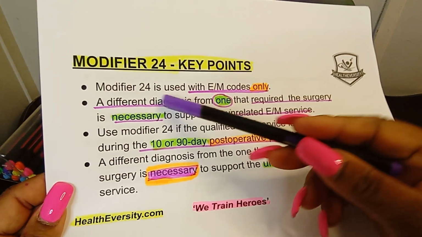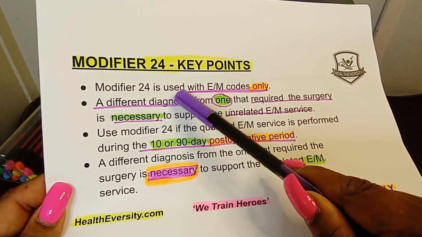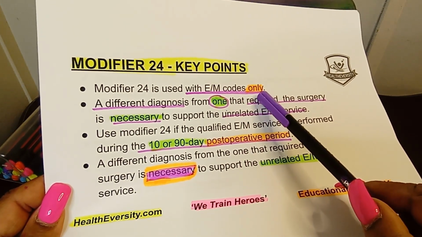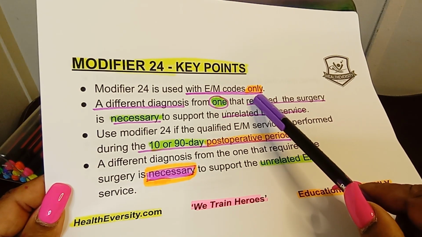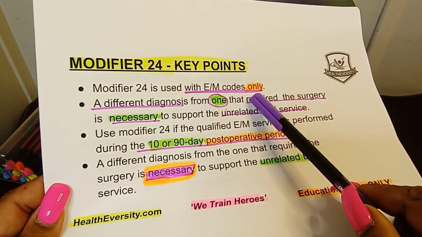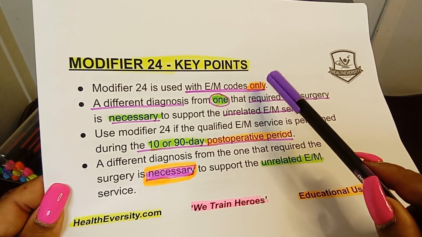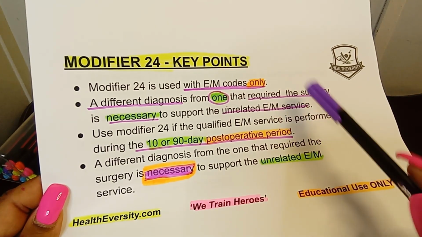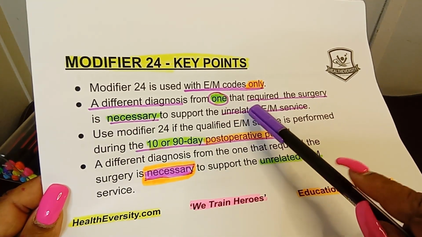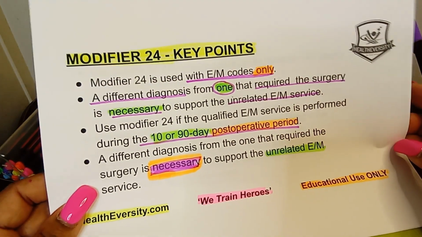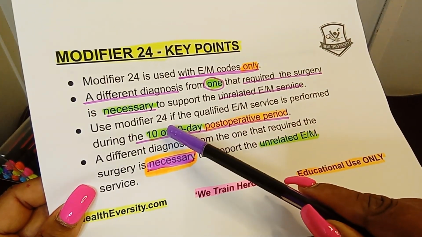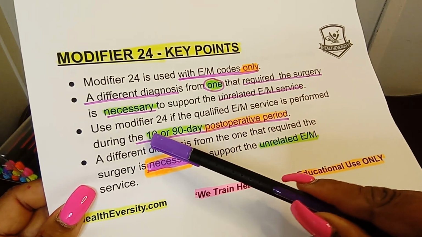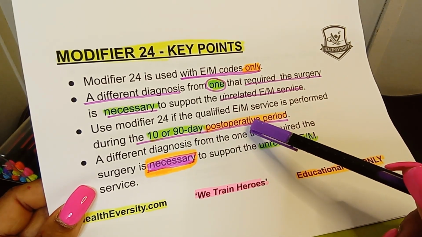Moving on with modifier 24. Modifier 24 is used with E&M codes only. Some modifiers only go with E&M codes. A different diagnosis from the one that required the surgery is necessary to support the unrelated E&M service. Use modifier 22 if the qualified E&M service is performed during the 10 or 90-day post-operative period.